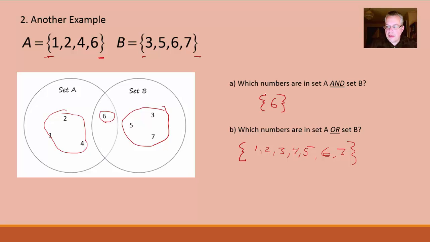There are a couple of other names for these. Sometimes "and" is known as intersection. When I talk about the intersection of two things, I mean what's in both. And "or," when we kind of combine sets, that's kind of what we did. We combined sets A and B. That's known as union. I'm not sure if you've heard these words before or not, but we're going to need them to finish our unit on inequalities. Okay, let's go on.